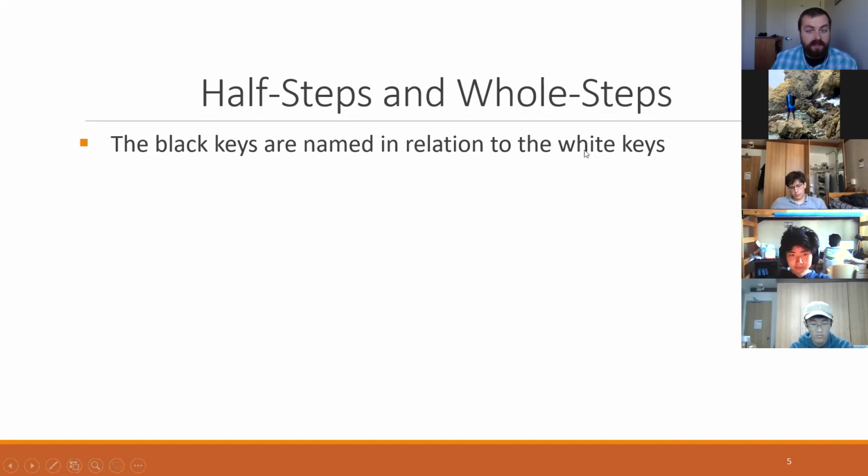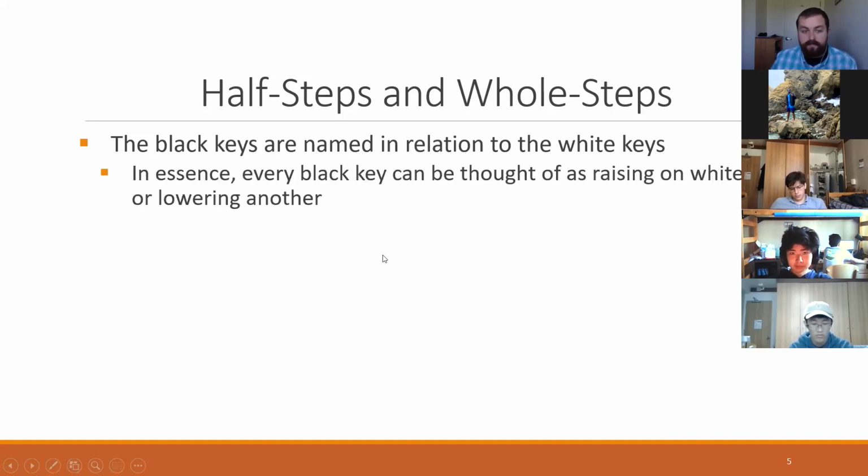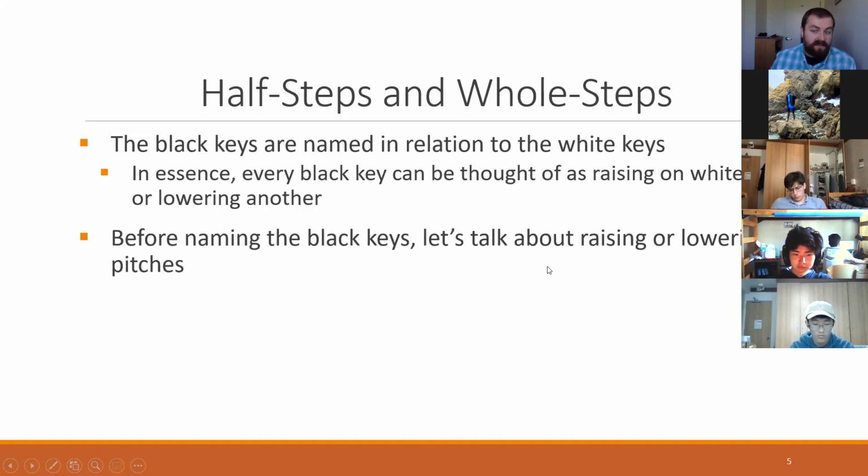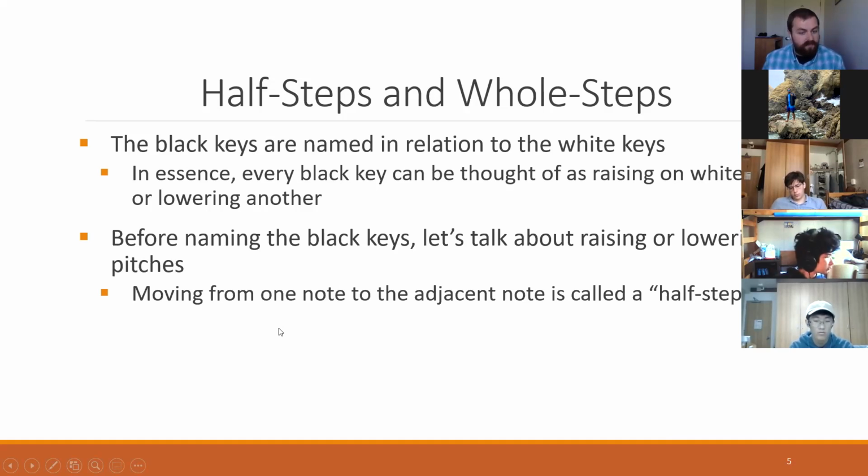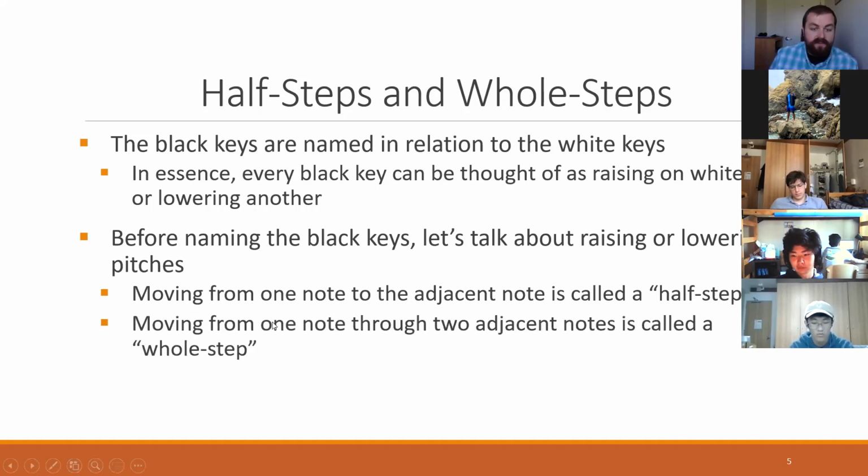The black keys are named in relationship to the white keys. In essence, every black key can be thought of as raising one white key or lowering another. So before naming the black keys, we have to talk about raising or lowering pitches, and we do that through half steps and whole steps. Moving from one note on the keyboard to the adjacent note is called a half step. So if you're moving from one white key up to the adjacent black key, that is a half step. Moving from one note through 2 adjacent notes is called a whole step. The reasons why this is half and this is whole instead of single and double or something are historical, and we don't need to get into that.